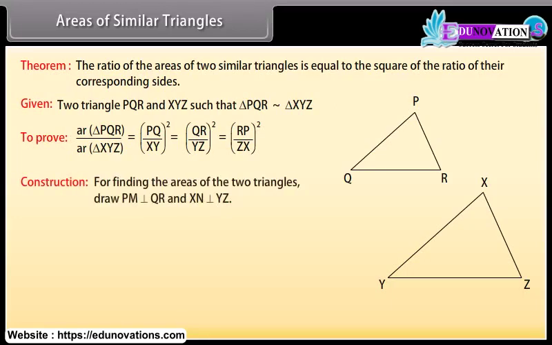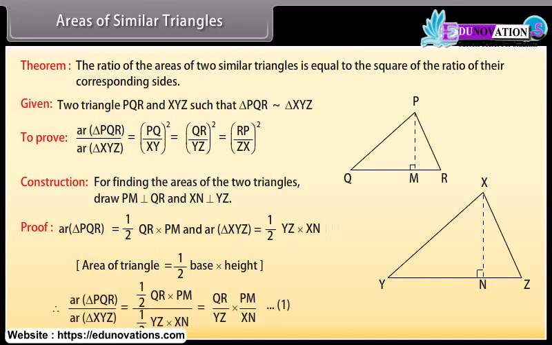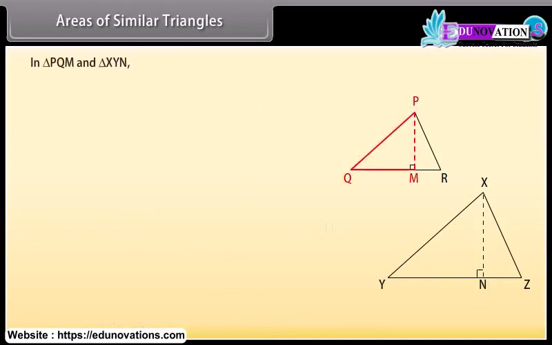Construction. For finding the areas of the two triangles, draw PM perpendicular to QR and XN perpendicular to YZ. Proof. Area of triangle PQR is equal to 1 by 2 QR into PM and area of triangle XYZ is equal to 1 by 2 YZ into XN. Area of triangle is equal to 1 by 2 into base into height. Therefore, area of triangle PQR upon area of triangle XYZ equals QR upon YZ into PM upon XN. Mark it as 1.